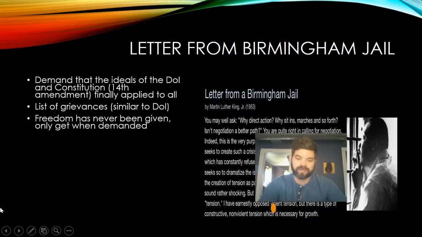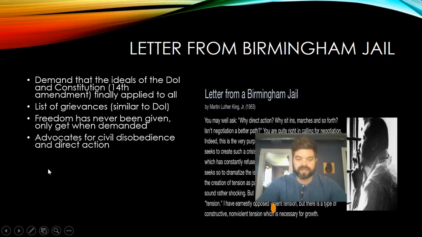Freedom has never been given, only when demanded. Freedom is never voluntarily given up by the oppressor. It has to be taken. He advocates for civil disobedience and direct action: breaking unjust laws, protesting, getting directly active to try and change things.